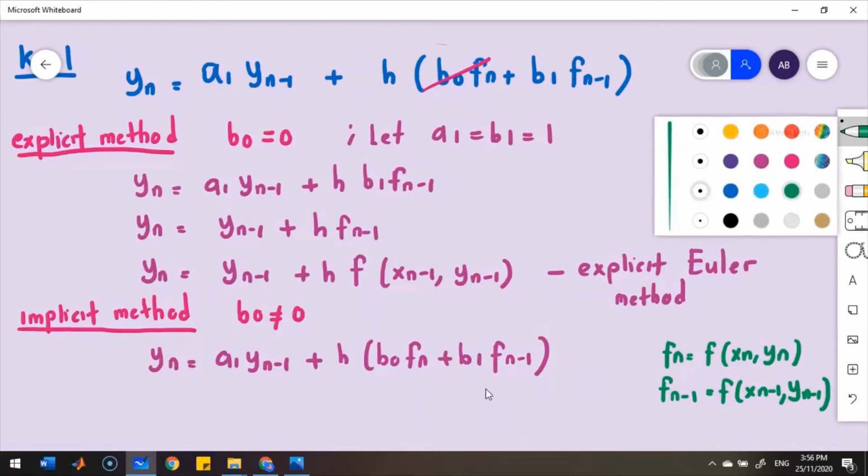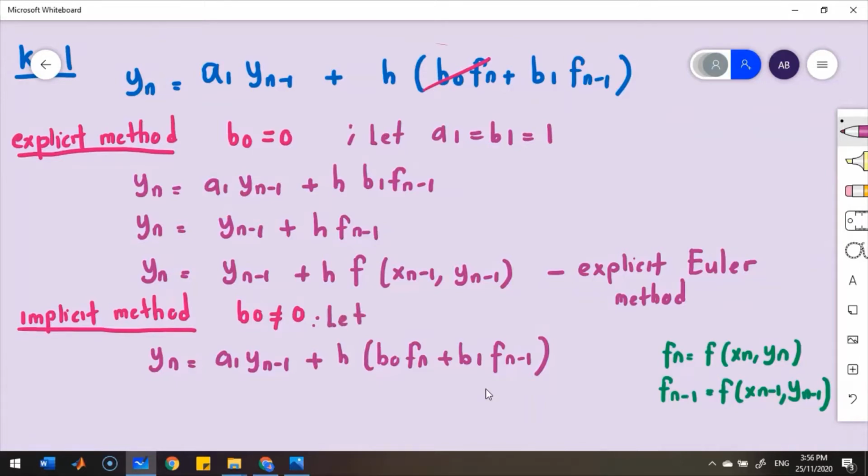Now what choice of a and b can you use to get an explicit method? So we can say let a1 equal 1 and b0 equal b1 equal half. So we have yn equals yn minus 1 plus h over 2, half and half, factor it out, I have fn plus fn minus 1.